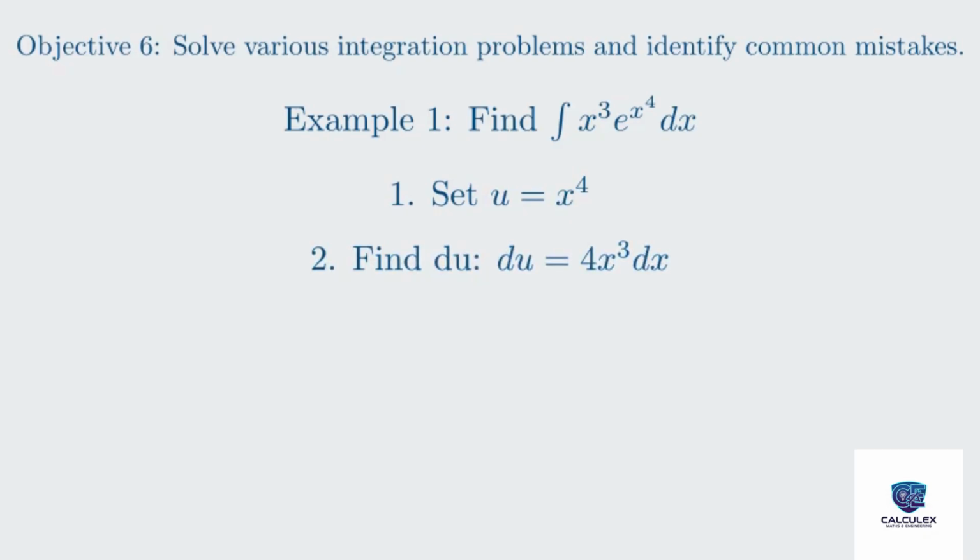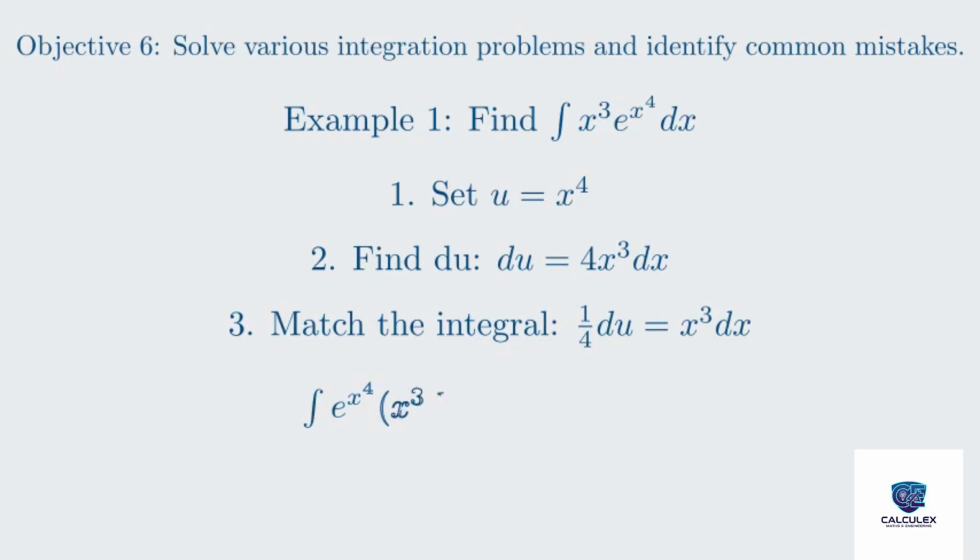Now we compare this to our integral. We have x cubed dx, but we're missing the 4. No problem, we can solve for it. This gives us x cubed dx equals 1/4 du. Let's substitute everything into our integral. x cubed dx becomes 1/4 du, and e to the x to the fourth becomes e to the u. The integral simplifies to 1/4 times the integral of e to the u.